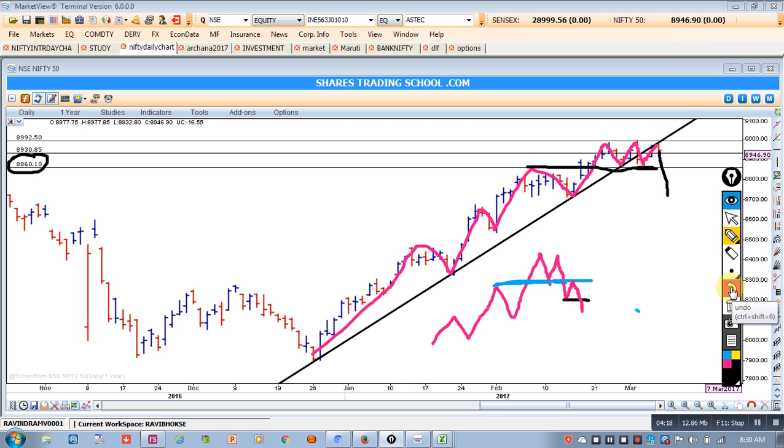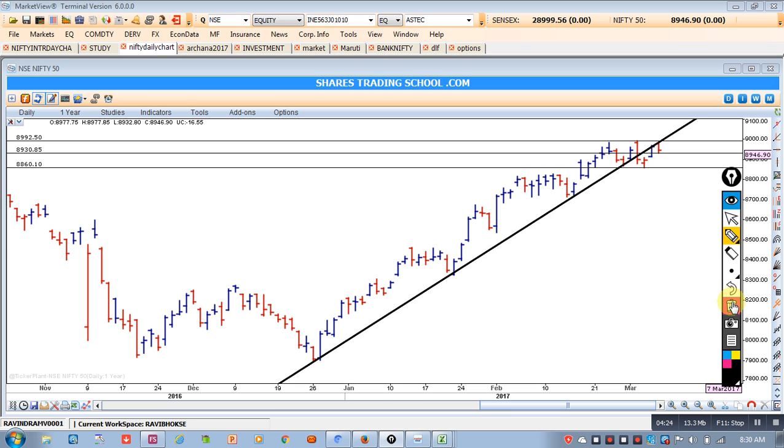So the important level is this. I'll just change this format into intraday, and then we will check the similar pattern. I'm changing it to the hourly chart. I'll just download a few data.